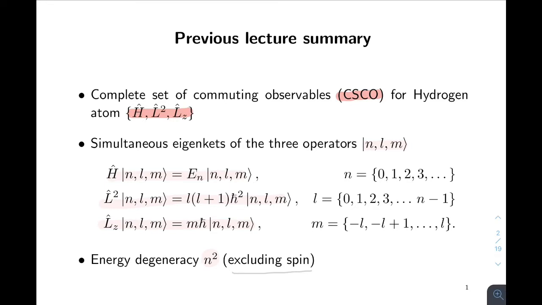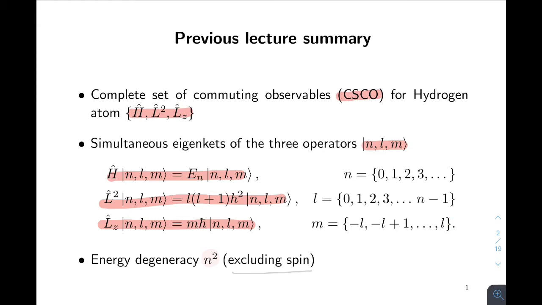These are the operators for the energy, the orbital angular momentum magnitude square and the Z component of the orbital angular momentum. Since these three operators commute, it means they can be measured simultaneously and they have common eigenfunctions or eigenkets which we denote as NLM kets. And we have these three eigenvalue equations for the Hamiltonian, L square operator and the Lz operator. And these are the values for the quantum numbers n, l and m.